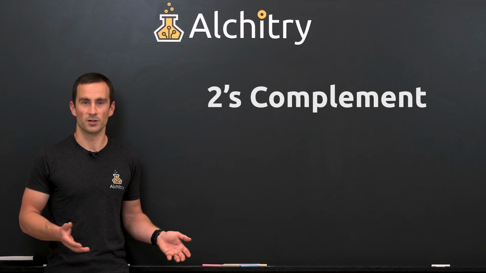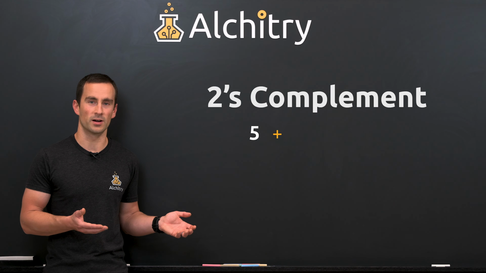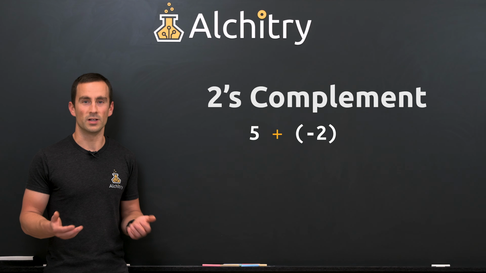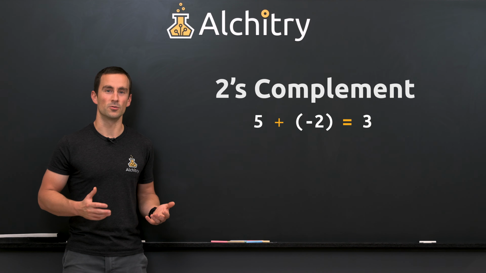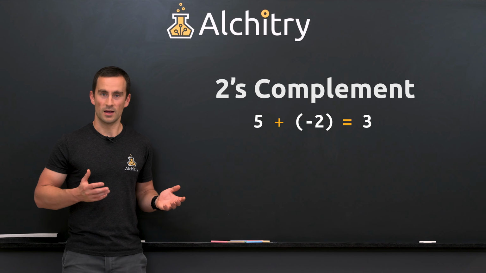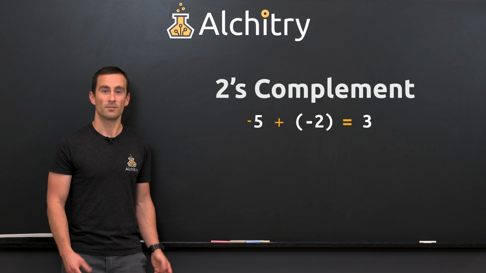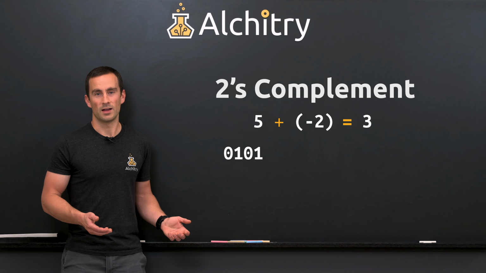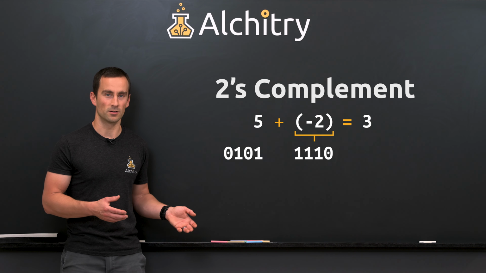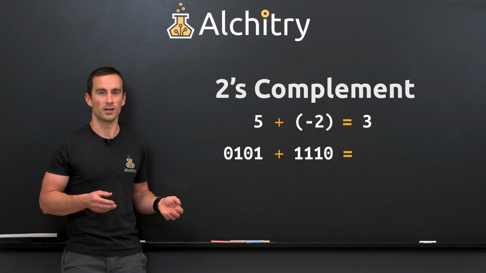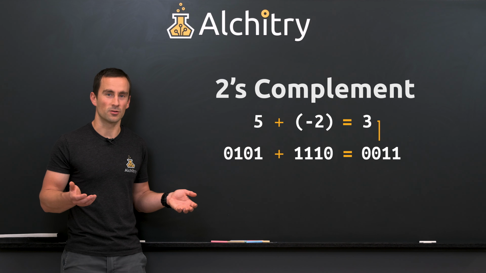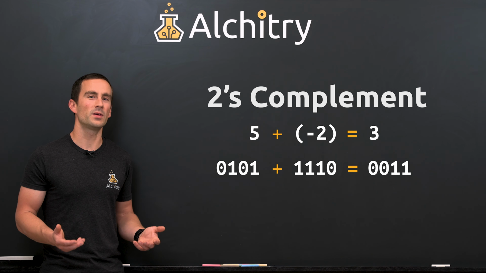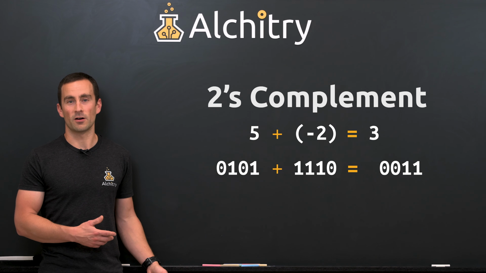This also just works for addition. For example, if you had 5 and you were going to add negative 2 to it, you would get the value of 3. In this case, 2's complement takes advantage of overflow and the value wrapping again back to the bottom. 5 is 0, 1, 0, 1, and negative 2 is 1, 1, 1, 0. If we add these together, we get 0, 0, 1, 1, which is 3 as expected. Note that there would be another 1 on the left, but this is discarded as overflow.